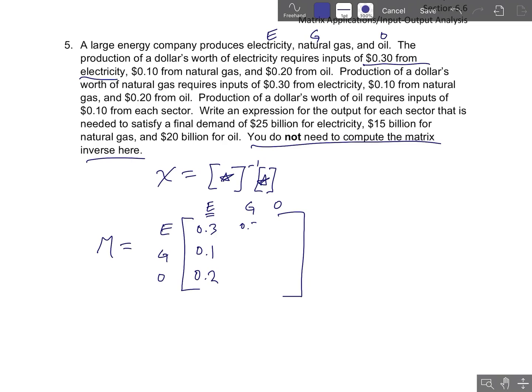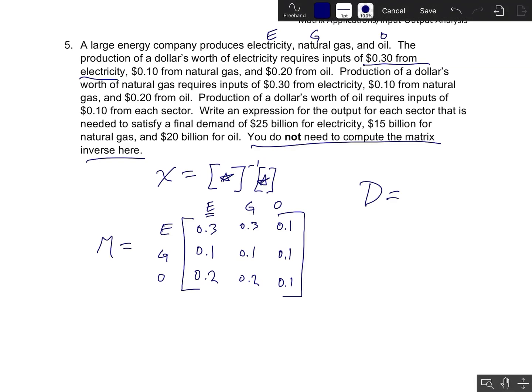And then the next sentence tells us the same costs apply for a dollar's worth of natural gas. So that would be a 0.3, a 0.1, a 0.2. And then lastly, it says the production of a dollar's worth of oil requires inputs of 10 cents from each sector. So that would be 10 cents of electricity, 10 cents gas, 10 cents oil. So this is the technology matrix, or the input-output matrix in this problem.